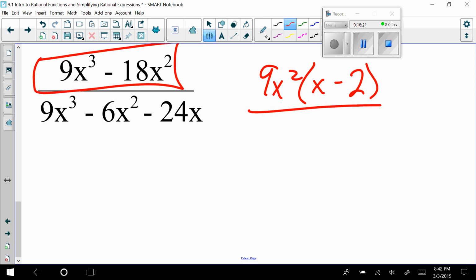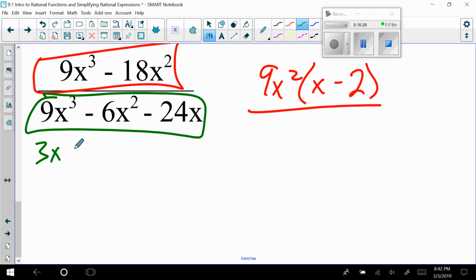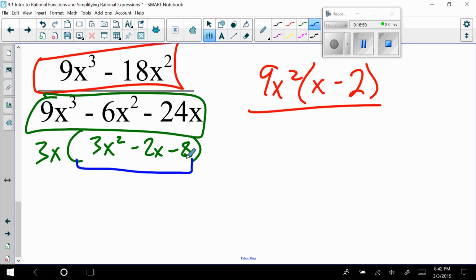And on the bottom here, well, let's try it. I see that they share a 3x? Take that out first. That would be 3x squared minus 2x minus 8. Okay, now this is a little tricky one maybe here. I think this factors again.